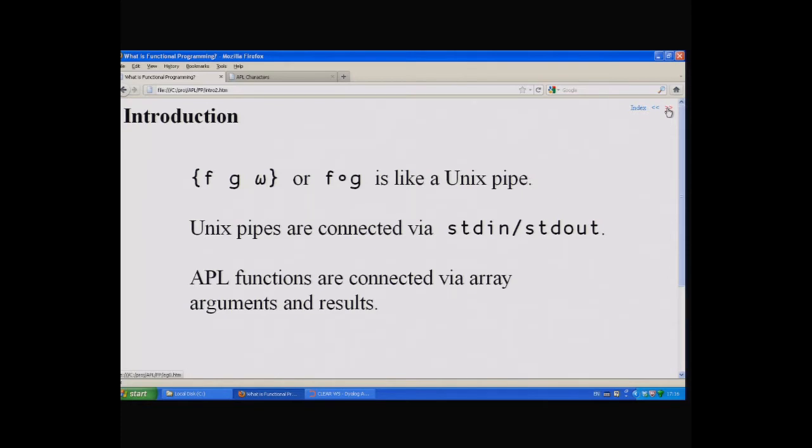I just want to point out that functional programming is not some ivory tower or academic exercise only. It's actually used in real life, and you have been using it all your life probably. So the defunct F G of omega, or F compose G, is like a Unix pipe. Now, the difference is that Unix pipes are connected via standard in and standard out, and APL functions are connected via array arguments and array results.